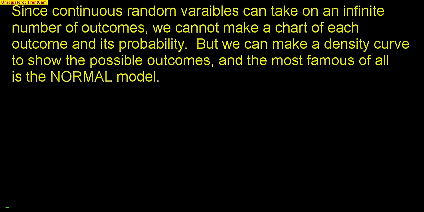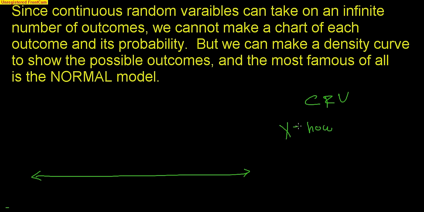And the most famous of all is the normal model. So instead of showing a chart of all the different outcomes, we think of this infinite x-axis. So let's think of a continuous random variable. A continuous random variable would be how many minutes I brush my teeth. This would be capital X, how many minutes you brush your teeth.